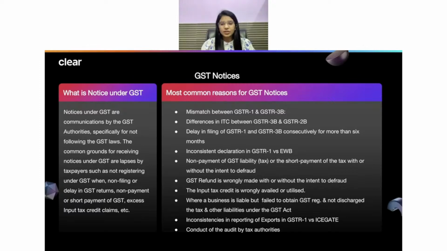And which is the right answer also, right? Obviously, there would be differences between what is filed in GSTR-1 and what has actually been shown in the e-way bill. And why would there even be a difference? I will give you a few examples. In GSTR-1, we report all of our outward tax liability, right? All the outward supplies, that is what we show in GSTR-1.